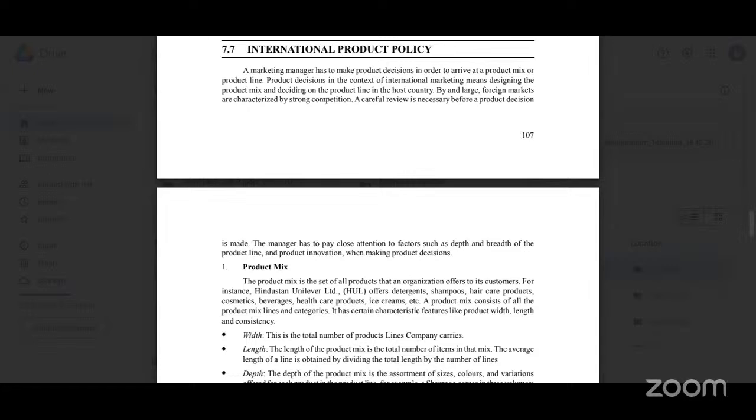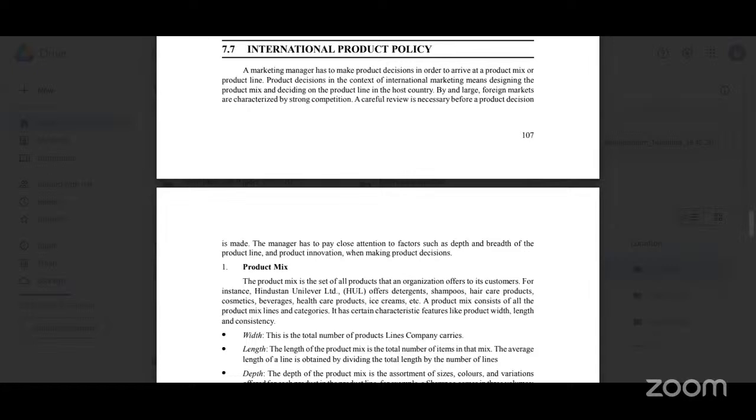Product decisions in the context of international marketing mean designing the product mix and deciding on the product line in the host country. If we were to look at, say, Nestle as an example, it has both water and chocolates. They are two different product lines. There are multiple product lines being offered by Nestle. But considering these two, the product mix consists of different brands of water and chocolates. So we are limiting ourselves right now, for understanding, to two product lines: one is the water product line, and second is the chocolate product line.